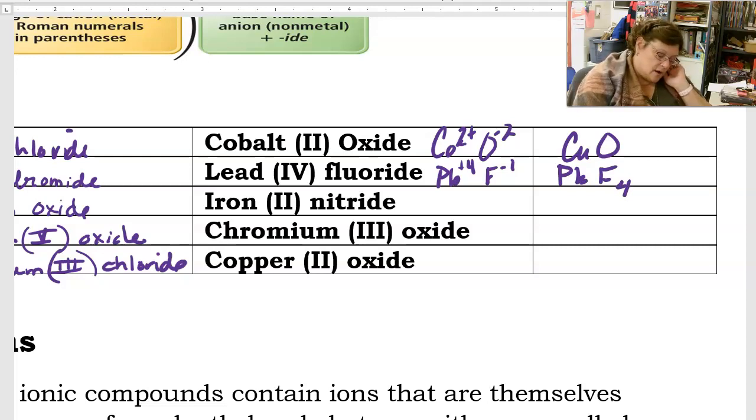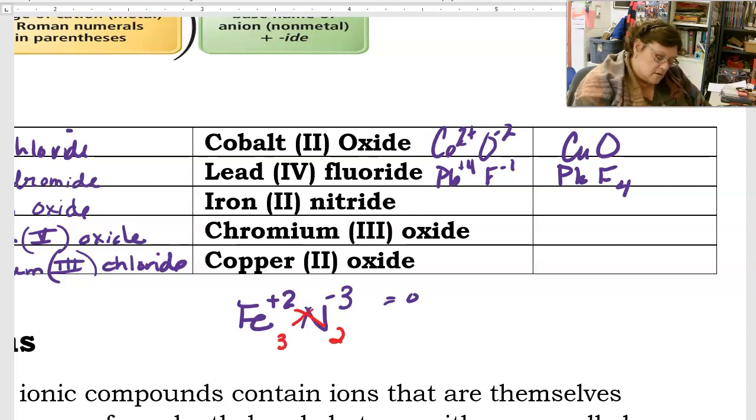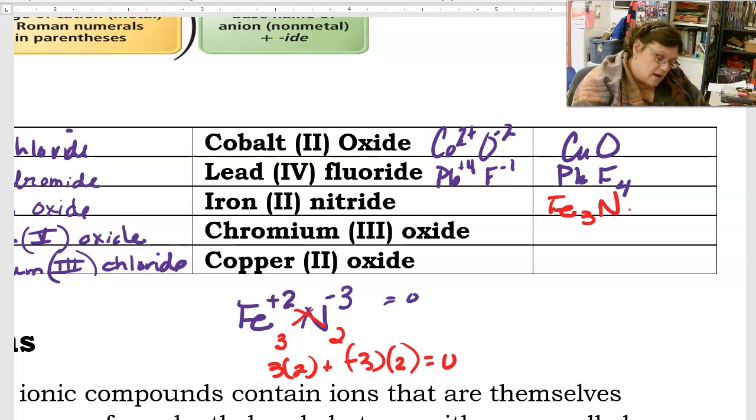Iron 2 nitride, I'm going to do down here so we have more space. Iron 2 means iron's a plus 2. Nitrogen is one of your nonmetals. He's always a -3. So what can I do to get those to add up to 0? Well, once again, we can do the crisscross method. So now we have 3 times 2 plus -3 times 2 equals 0. 6 minus 6 equals 0. So he is Fe3N2.